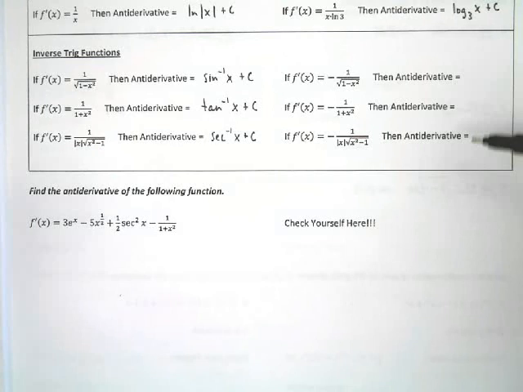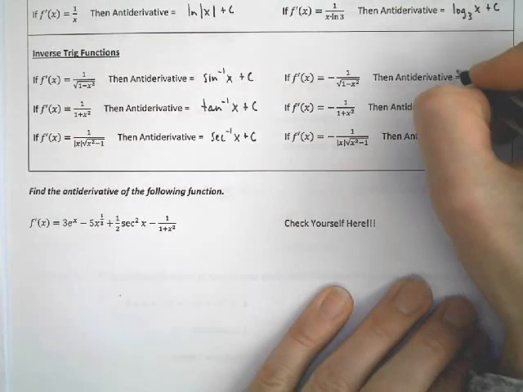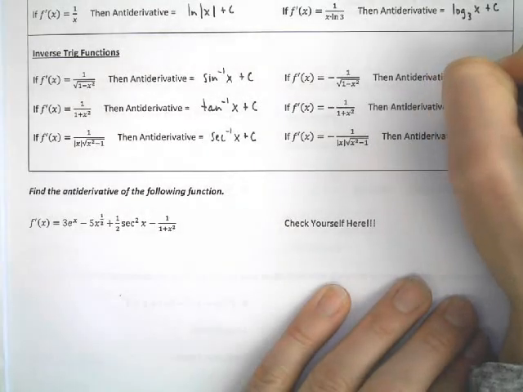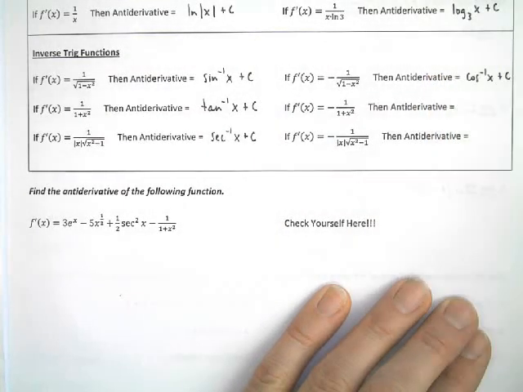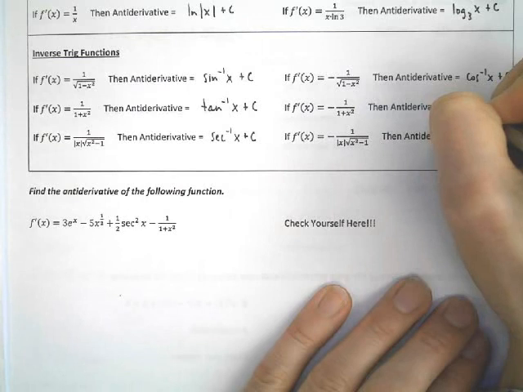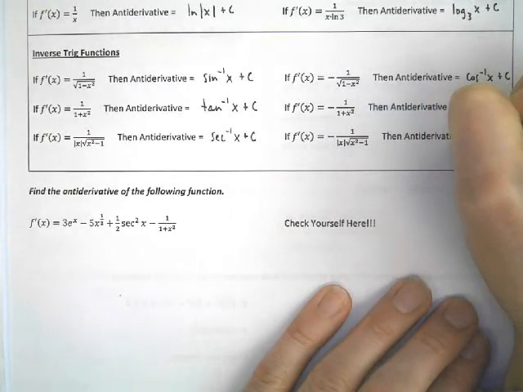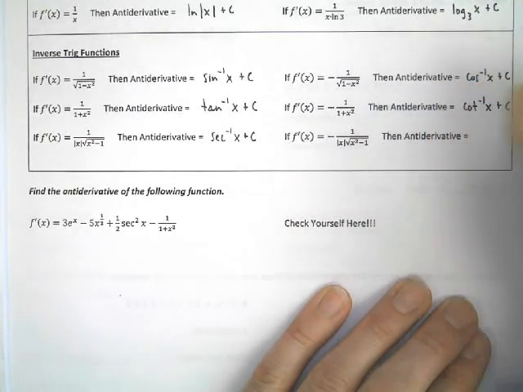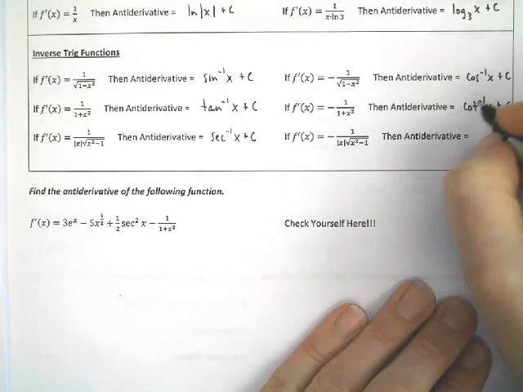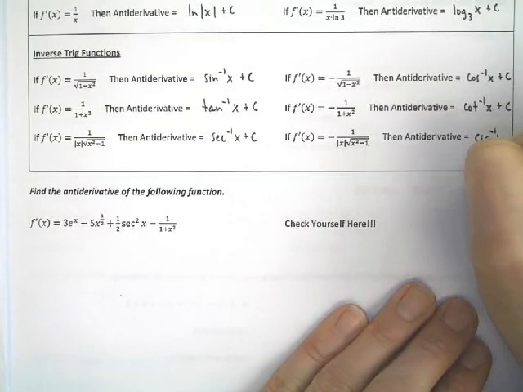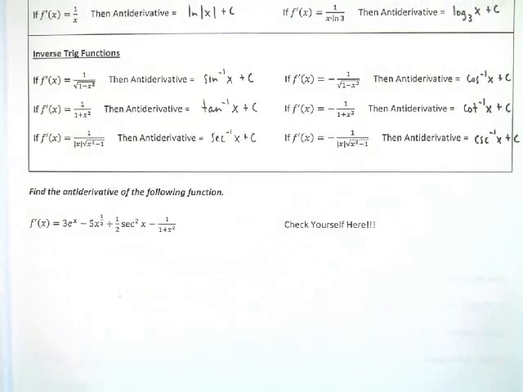Now, since these are all the opposites, right, they have to be all my co-functions. So my antiderivative is inverse cosine of x plus c, inverse cotangent of x plus c, and inverse cosecant of x plus c.